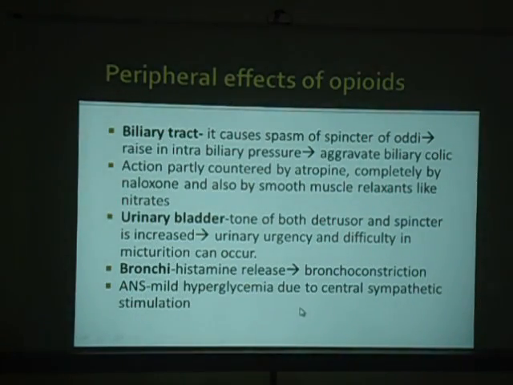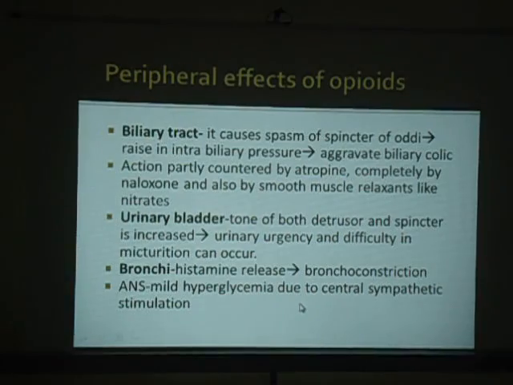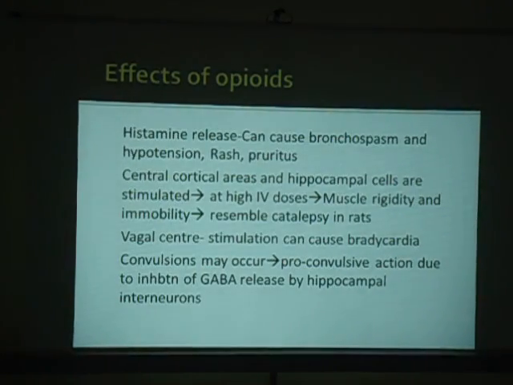ANS, autonomic nervous system, we have noticed that this drug can release glucose, or gluconeogenesis can take place, and there can be hyperglycemia. So it may be bad in cases of diabetes. So we have discussed this histamine release.